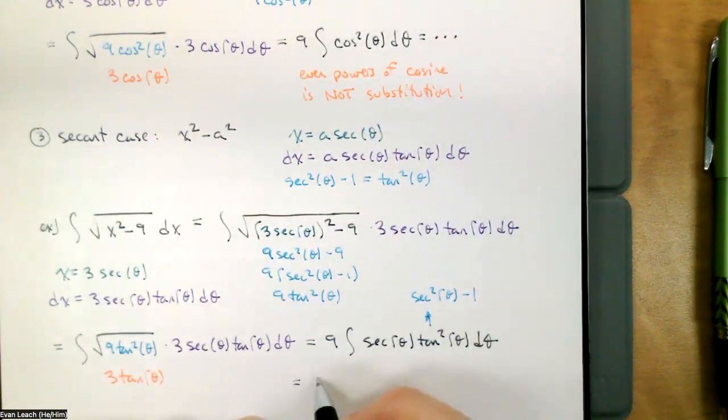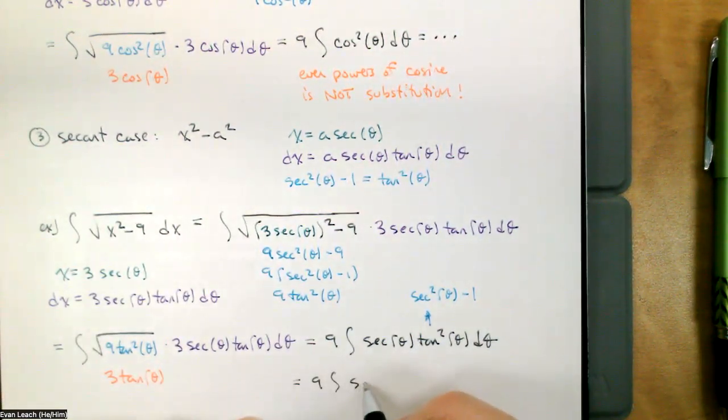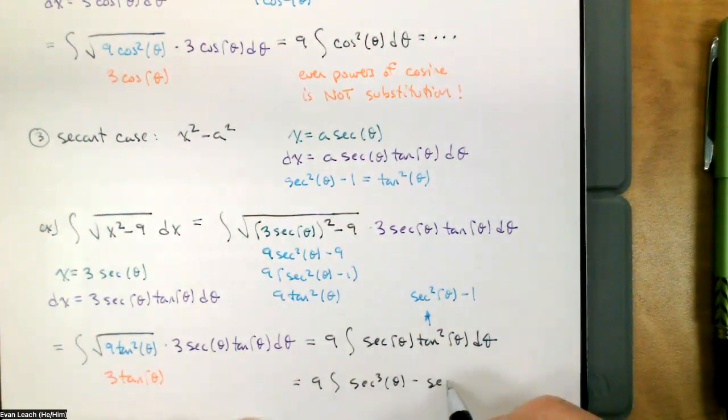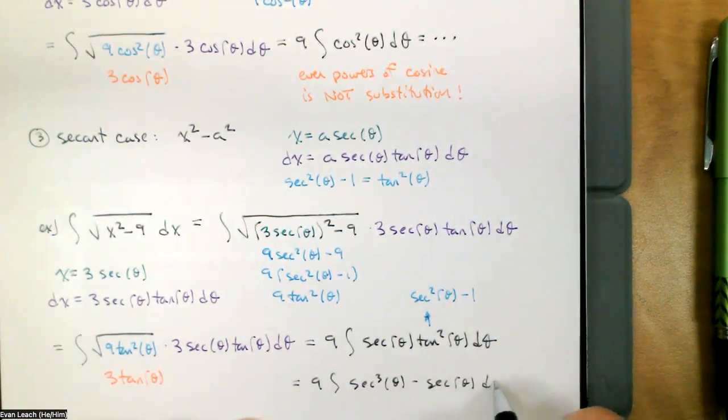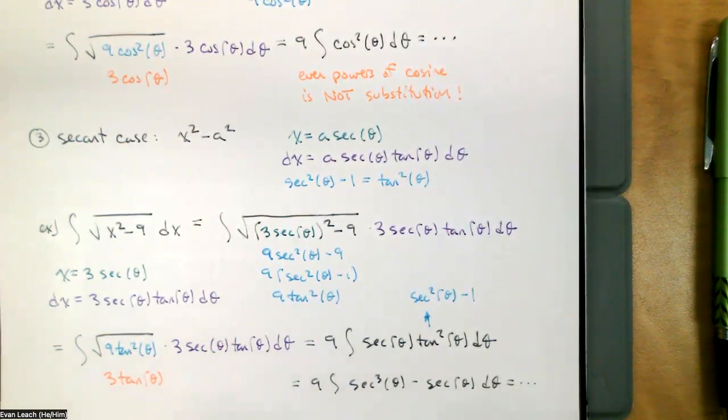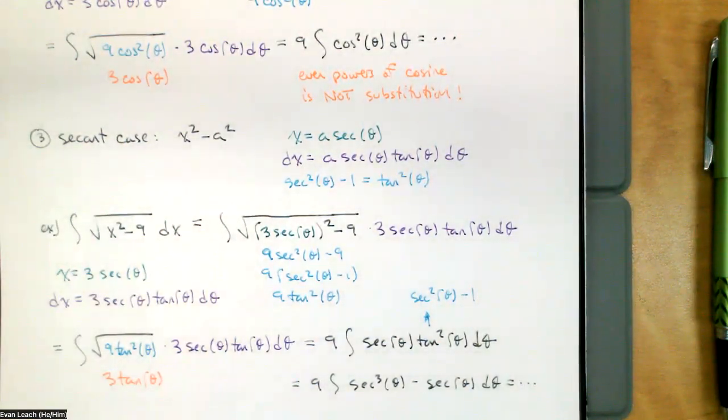So once again, we're just going to end up with 9 times the integral of secant cubed theta minus secant theta d theta. So we were looking at odd powers of secants without tangents.